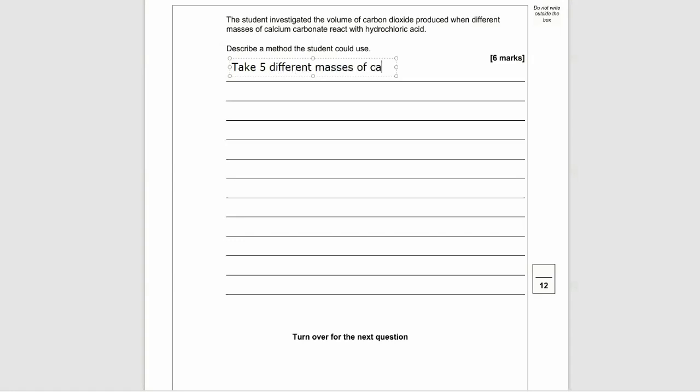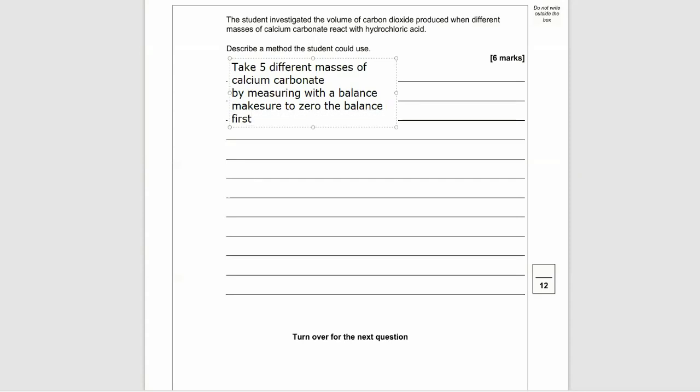So you want to use at least 5 different masses, so like 5 grams, 10 grams, 15, 20, 25 grams. How are you going to weigh them? Well, you're going to weigh them out on the mass balance. Make sure you zero the balance first. So you press the button that makes it go to 0 first. And then you weigh each of the masses.